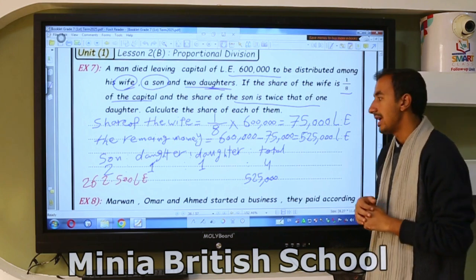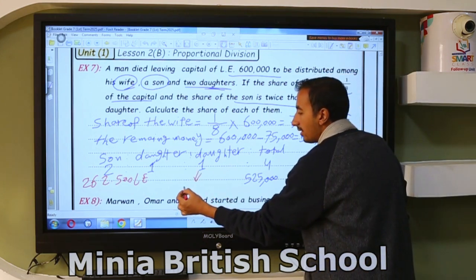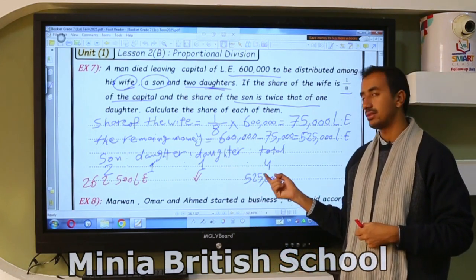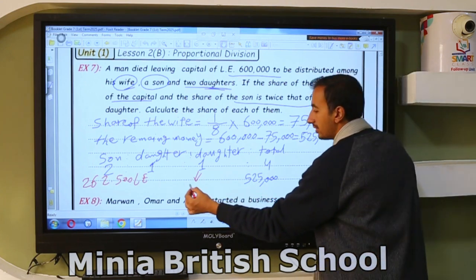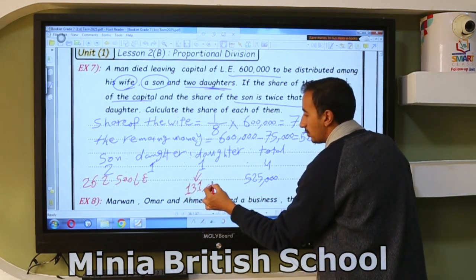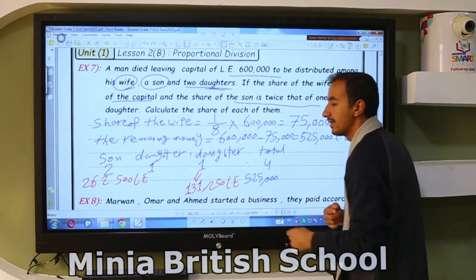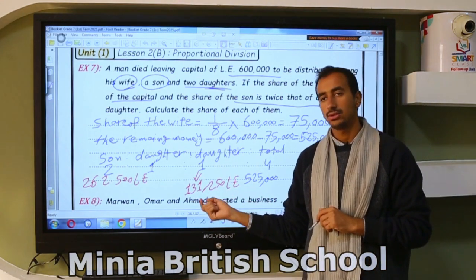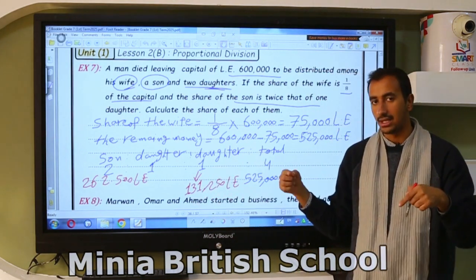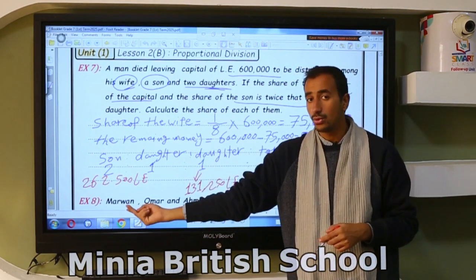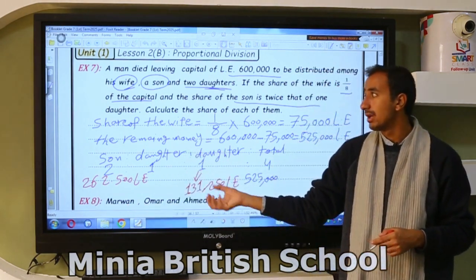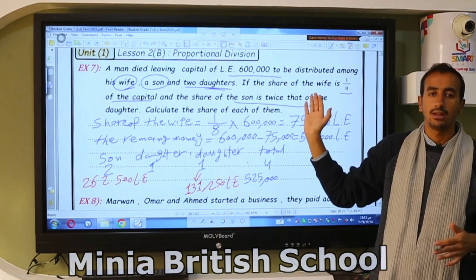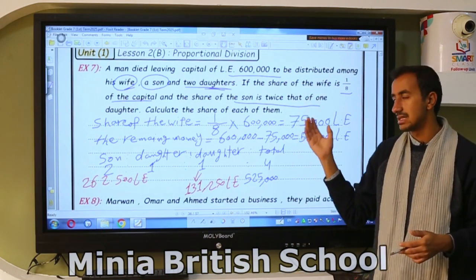262,500. And the share of the daughter, 1 times 525,000 over 4, 131,250 LE. If you want to check your answer, you can make the sum of these shares: 131,250 plus 131,250 again, because I have two daughters, plus 262,500 plus 75,000. The total amount of money is called the capital of the leaving man, 600,000. This is a common share.